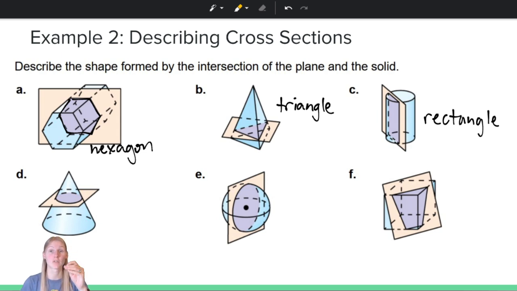But you are guaranteed for it to be a rectangle no matter what the shape of the cylinder, the width or the height. You will always get some form of rectangle. And remember, a square is just a specific type of rectangle. Awesome. All right, part D.